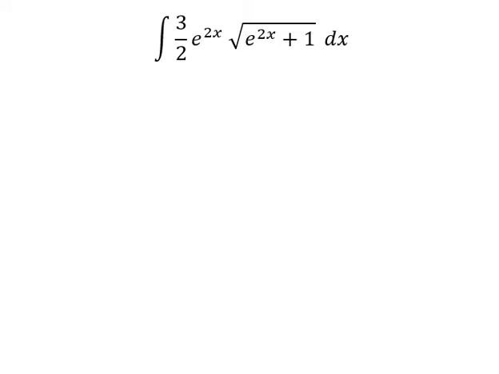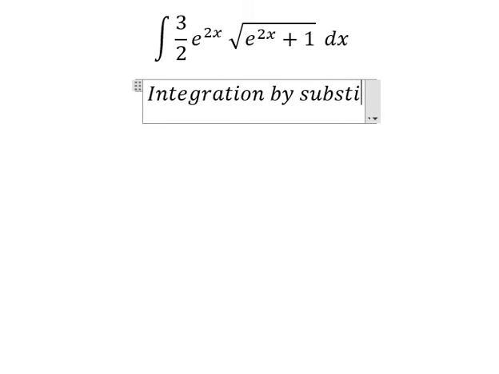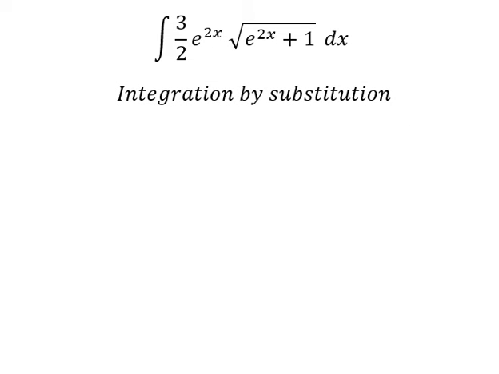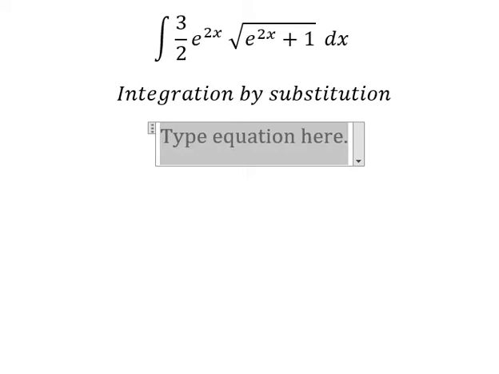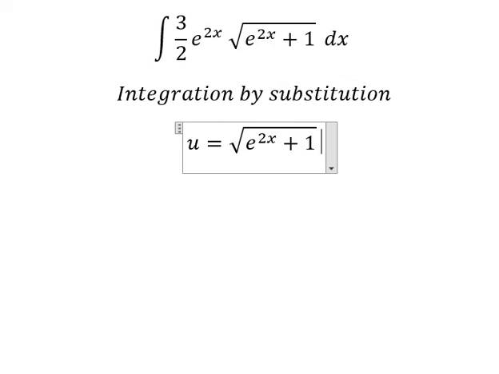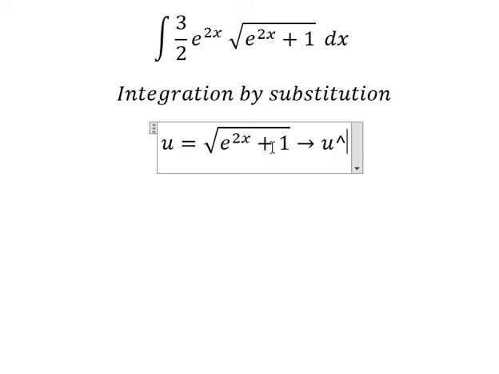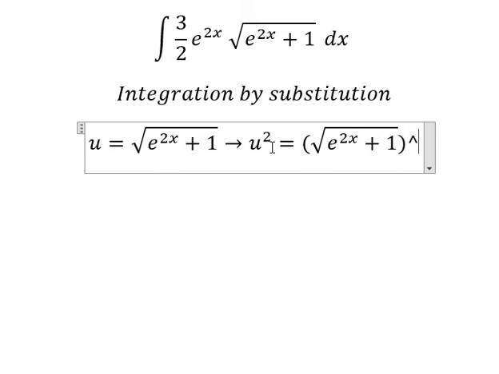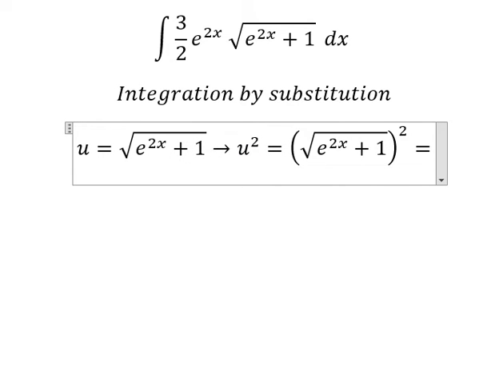The topic today is about integration. So now I want to show you how to answer. We need to use integration by substitution. So I will put u equals this one. Later we square both sides to cancel the square root.